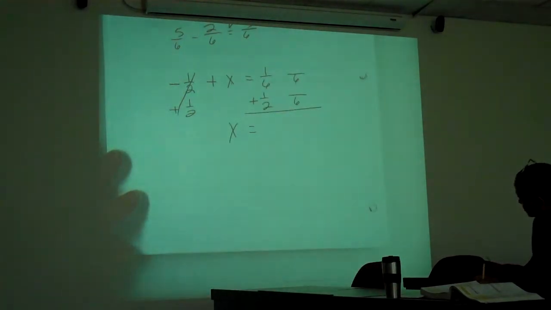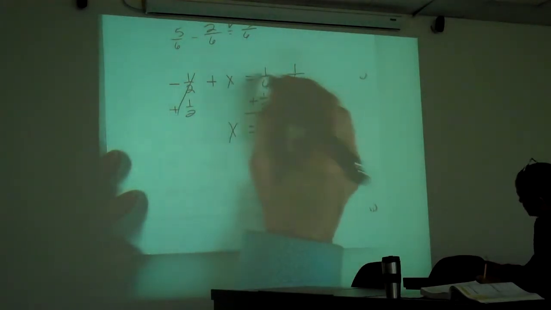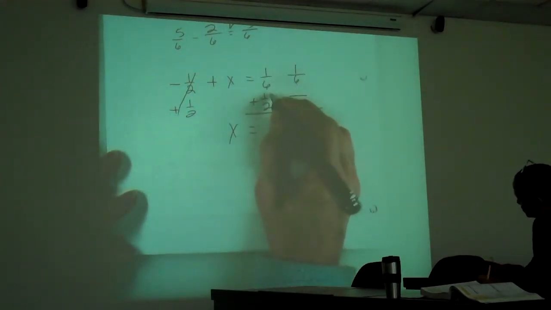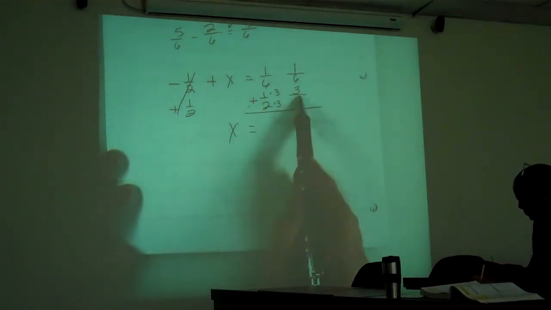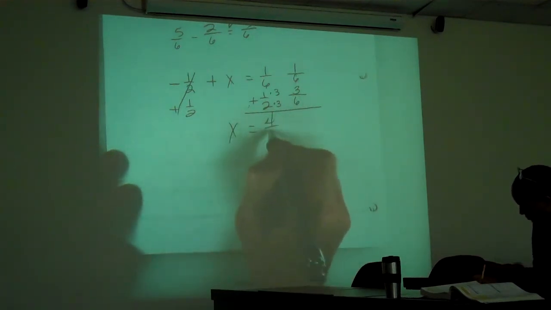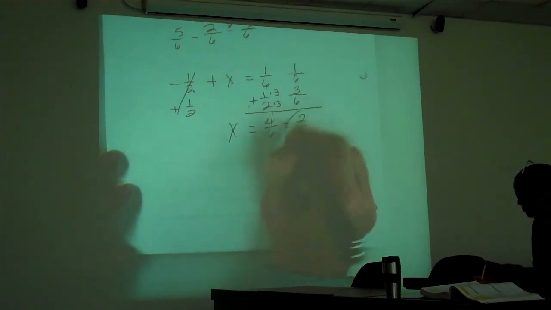Okay, we need the common denominator. The top one is okay, right? 6 and 1. This is times 3. So 1 times 3 is 3. 1/6 plus 3/6 is 4/6, which is 2/3, right? Make sure you reduce it.